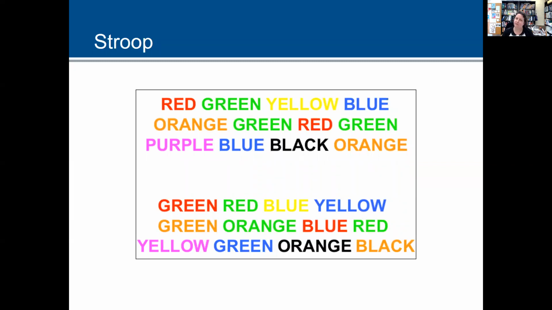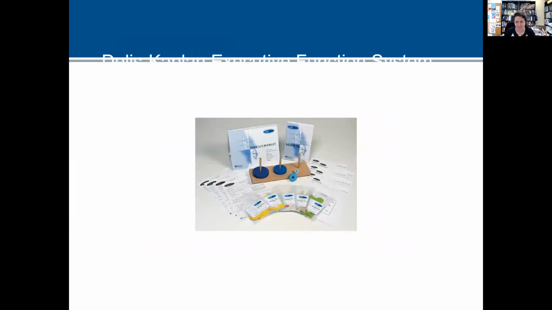The Stroop, you may have learned about if you took other psychology classes. So in the Stroop, your task is to say the color, not read the word. So if you look at the top one, obviously this would be super easy because you're just reading the word that's the same color. When you actually see the Stroop, it's like this bottom one. So instead of reading green, red, blue, my task here would be to say red, green, yellow, blue, orange, green, red, green, purple, blue, black, orange. That's actually kind of difficult for me, and you want to get people to try to go as quickly as possible.